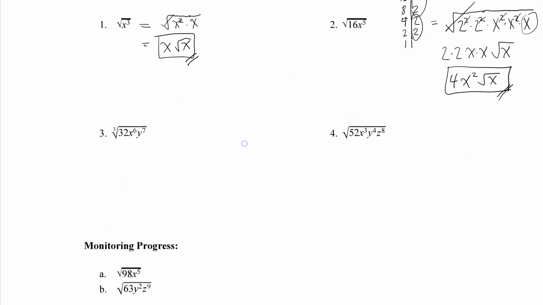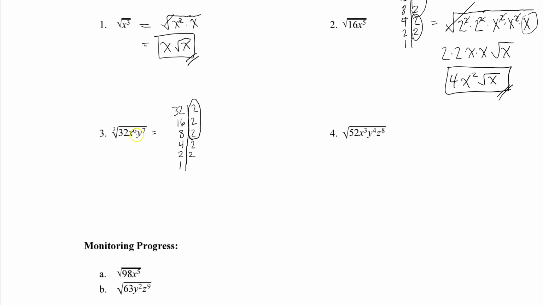Let's look at number 3. Cube root of 32, x to the 6th, y to the 7th. So we have the 32. 2 goes into 32 16 times, and 2 goes into 16 8 times, and 2 goes into 8 4 times. 2 goes into 4 2 times, and 2 goes into 2 1 time. We're done. And we're looking for 3s, so I'm going to circle 3 of these.